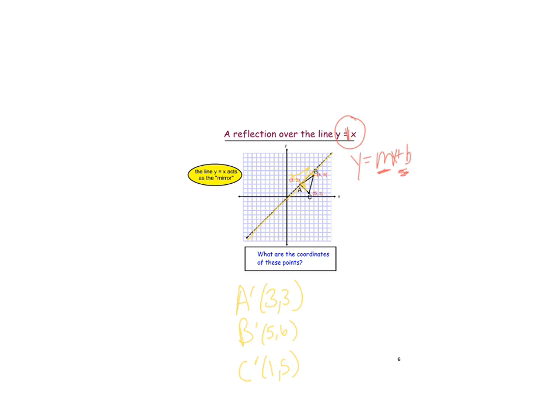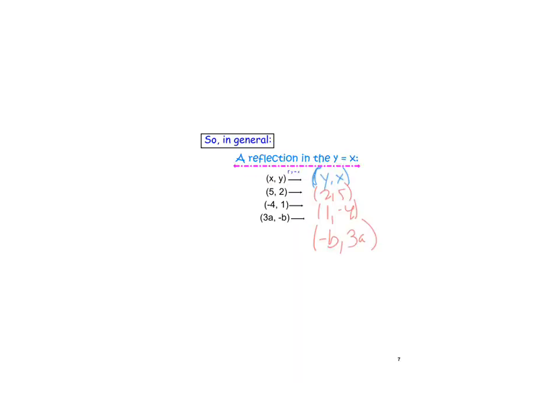So if you examine these coordinates, you'll see what's happening. 3, 3 went to 3, 3. 6, 5 went to 5, 6. 5, 1 to 1, 5. So there's a rule that's happening, which we'll discuss on the next slide. Okay, so the rule here, I went ahead and filled it in, is x, y becomes y, x. They just switched. So 5, 2 becomes 2, 5. -4, 1 becomes 1, -4. And 3a, -b becomes -b, 3a. They just switch spots.